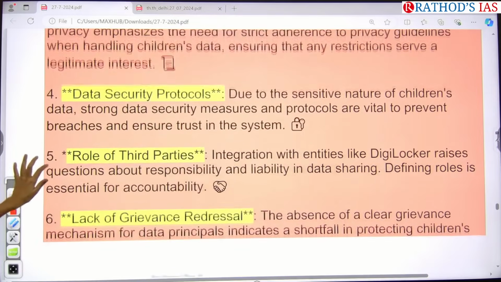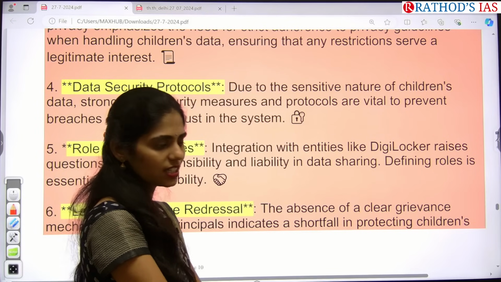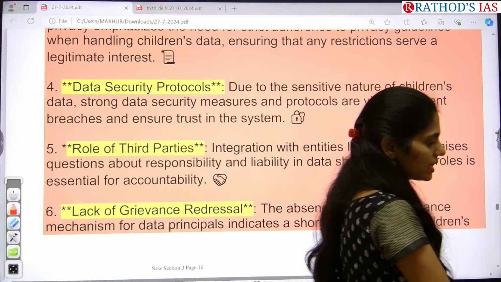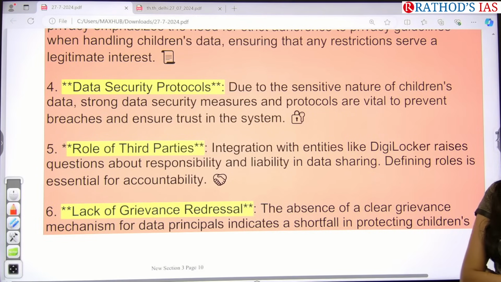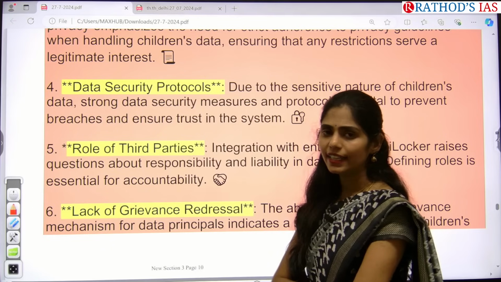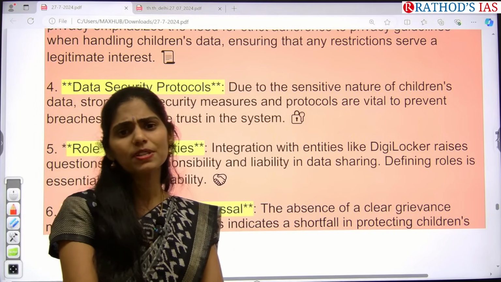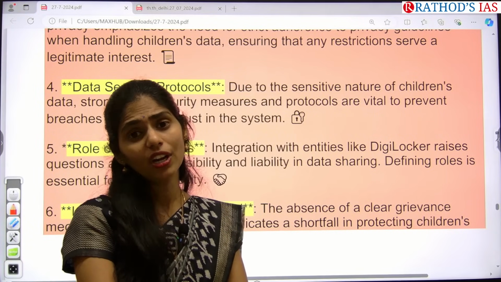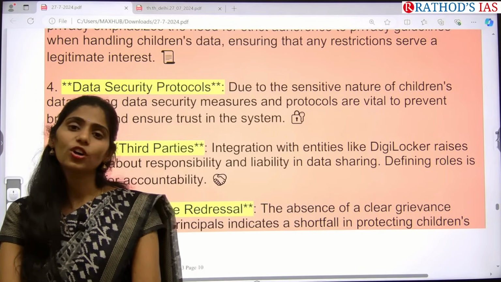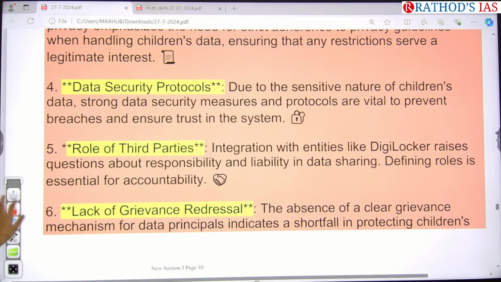And next one is what are the security protocols that we are following to prevent breaches of security or trust in the system. So all these things we need to focus on, like how we are ensuring this data security. Whenever we are collecting the data, we need to be very sure for what purpose we are collecting the data, how we are handling the data, and which software we are mainly using to maintain this data. So all these things need to be taken care of.